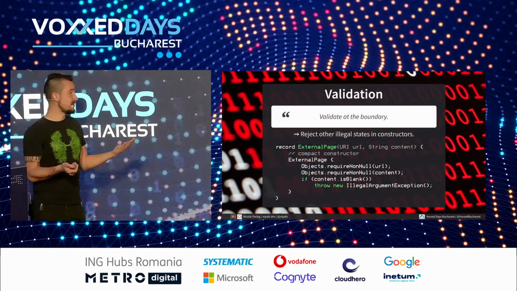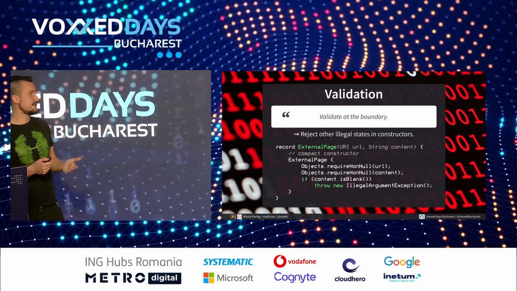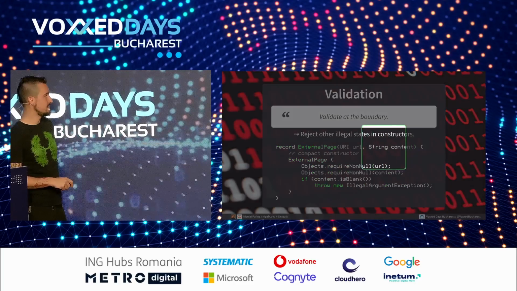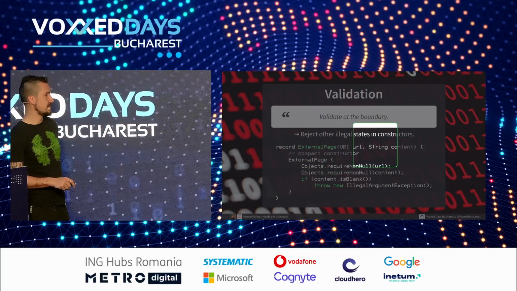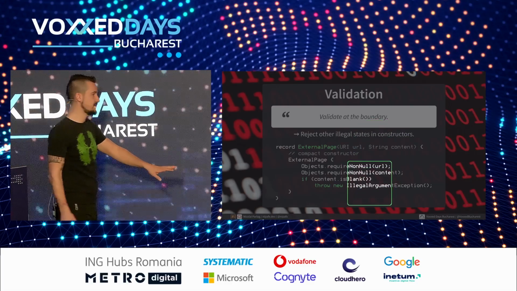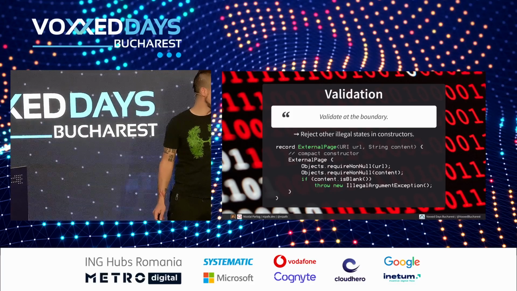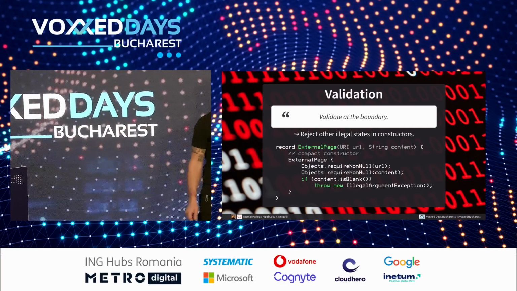We also need to validate the boundary. That's where we make other illegal states unrepresentable. We need to reject other stuff in constructors. So in this case, I have the record for external page here. And so that's the component. It's URL and string, right? And this down here is the constructor. Let's focus for a second on what the constructor does. It just says, I want the URL to be not null, I want the content to be not null and also not empty.